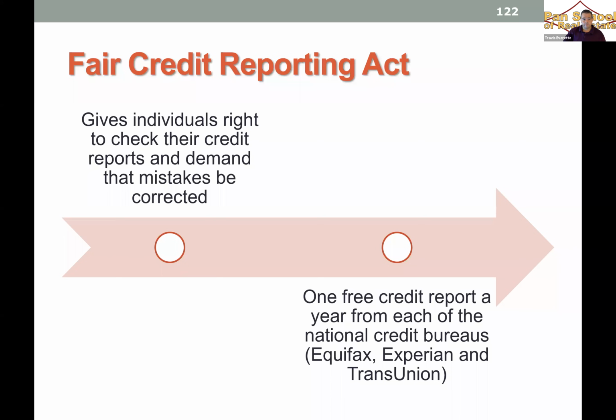Every citizen, every resident of the United States legally has the right to 1 free credit report from each of the 3 credit reporting agencies once per year. So you can write off to them if you'd like a free copy of your credit report once a year. Of course, there are sites you can sign up for that'll do more active monitoring all the time, but you're entitled to 1 free one per year from each one of the companies.